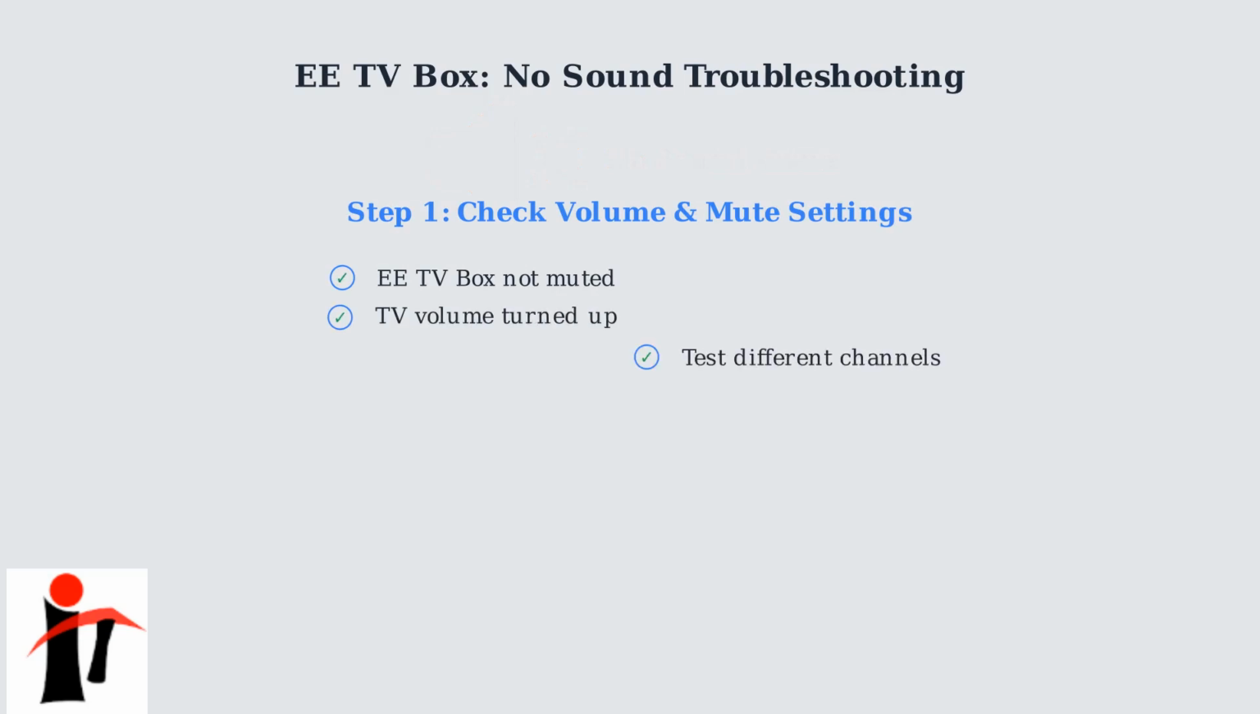Ensure your EETV box remote isn't muted. Look for a mute icon on screen. Check that your TV volume is turned up. Then test different channels to see if the problem is channel-specific.